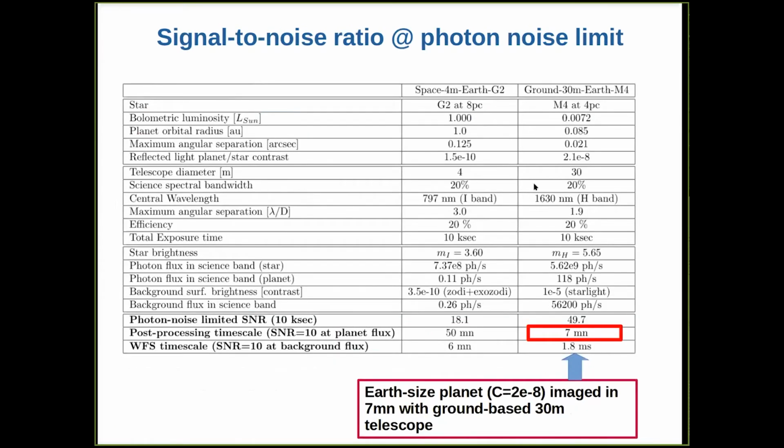So the motivation is that if we manage to actually remove speckles in post-processing, we would have the sensitivity with large telescopes to image Earth-like planets. For example, if we take a 30-meter diameter telescope, an Earth-like planet in the habitable zone of an M4 type star at 4 parsec, in only 7 minutes we could pull it out at a signal-to-noise ratio of 10. And that's done even though the raw contrast limit is about 10 to the -5. So that's the motivation. That's why we want to do that.